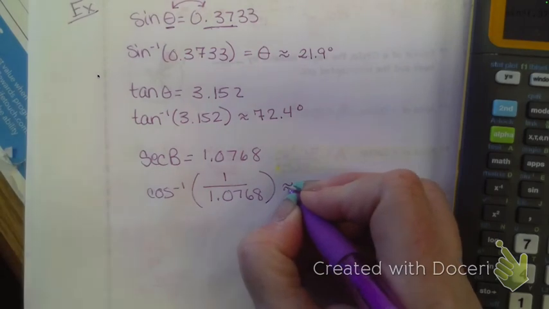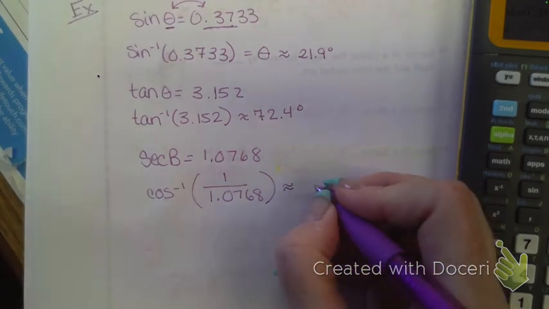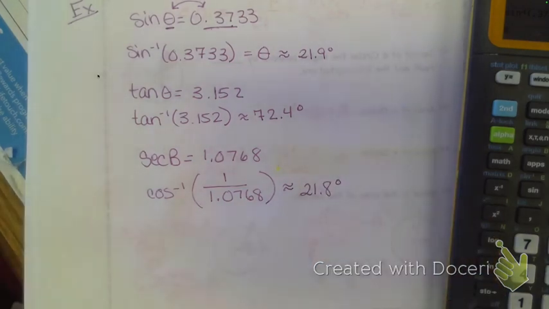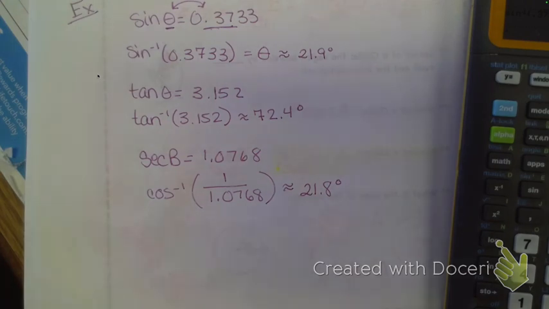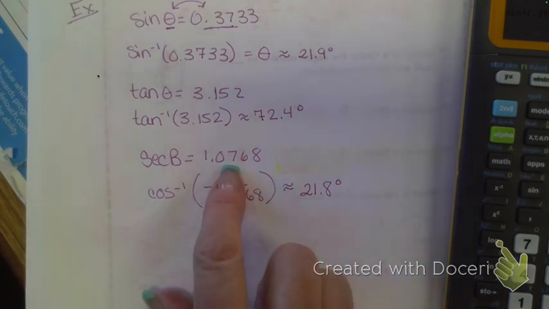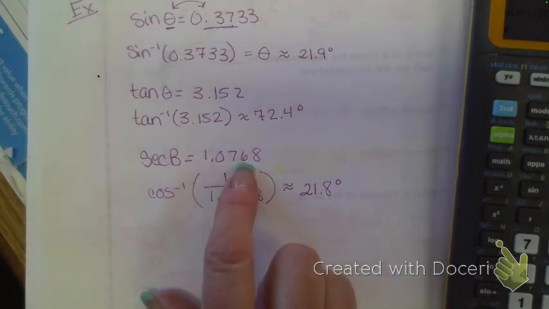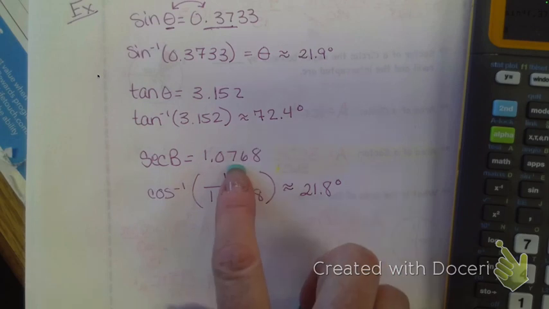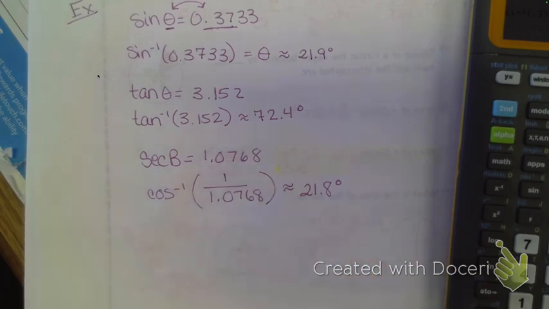It's okay. And you should get approximately 21.8. So, inverse cosine of 1 over the answer. Did you get 21.8 degrees?